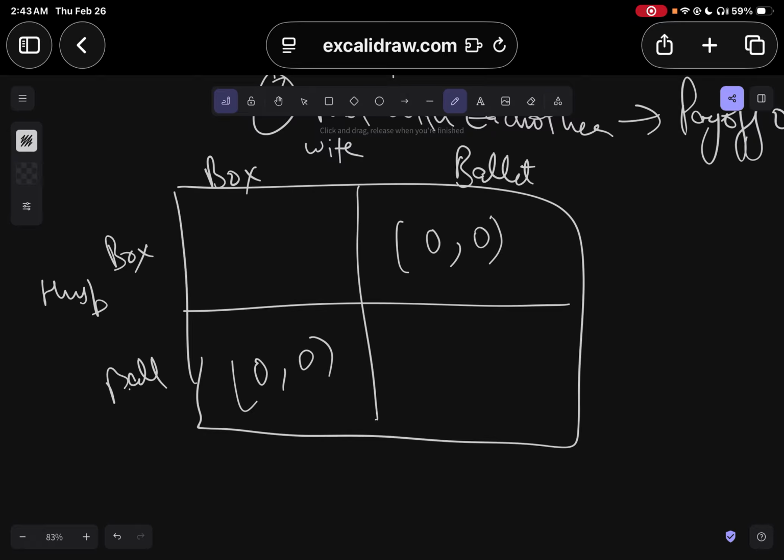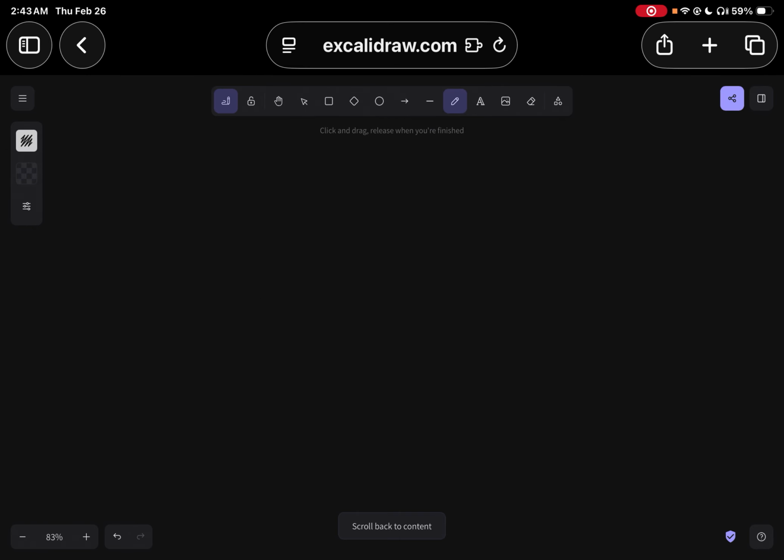But if both of them choose boxing, it will be 2-1 because the husband likes boxing and the wife does not, but she still has to go. And if both of them choose ballet, then the husband will get 1 and the wife will get 2. So let's go to the thinking process.